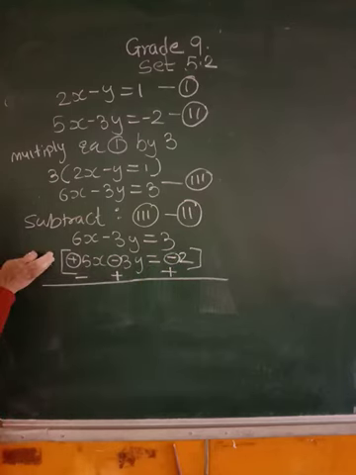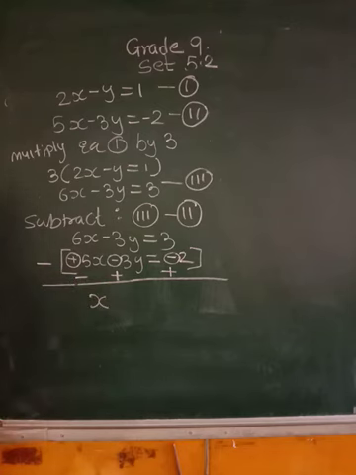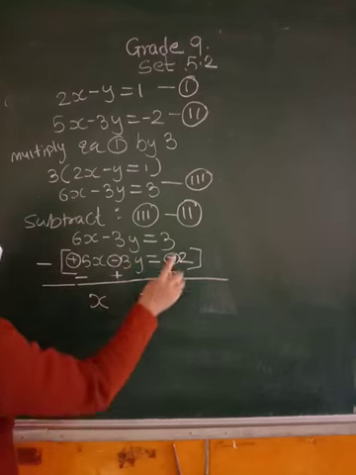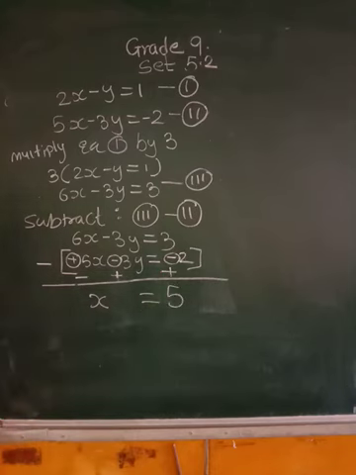Now don't consider this side. Consider this. 6x minus 5x is only 1x. 3y minus 3y plus 3y, 0, is equal to 3 plus 2 is 5. So you got value of x is 5.